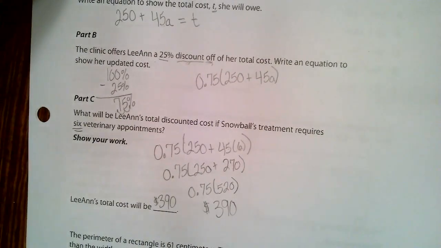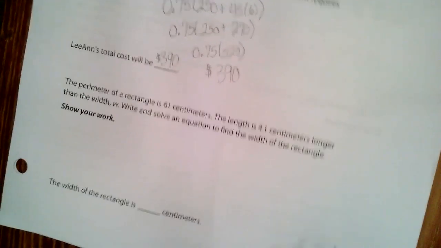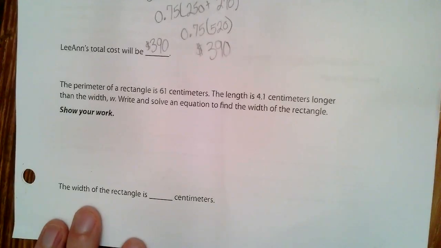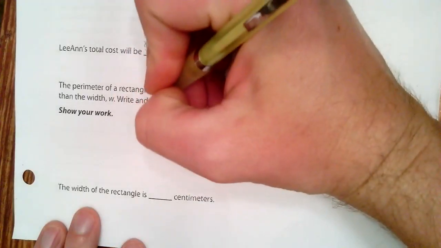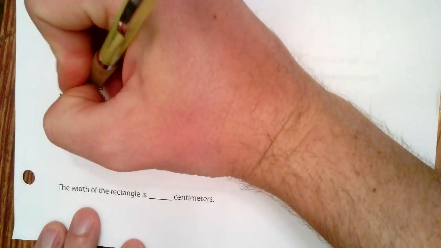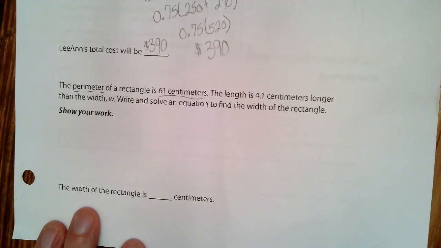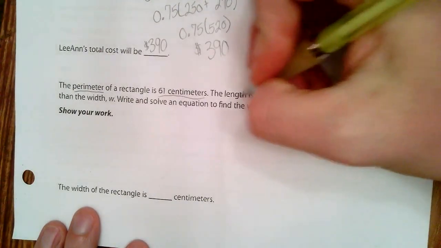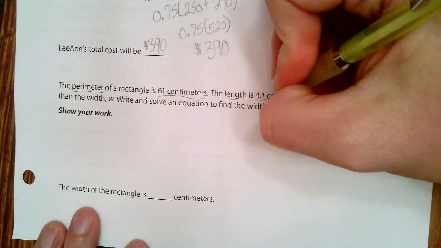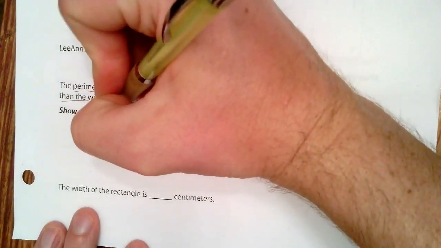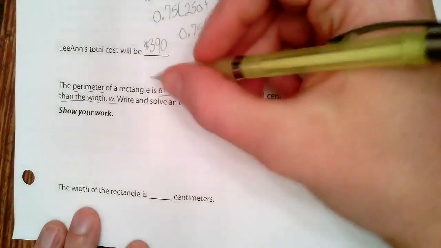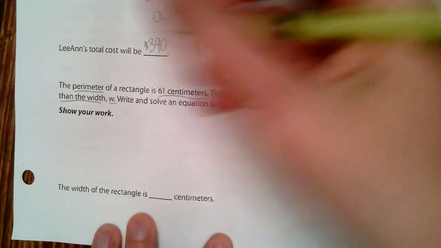Okay, my next question. The perimeter of a rectangle is 61 centimeters. That's important. That's my whole perimeter. The length is 4 1/10 centimeters longer than the width, which is represented by W. Okay? So the length is 4 1/10 centimeters longer than the width, and my width is W. So I have to write an equation to find the width of that rectangle.